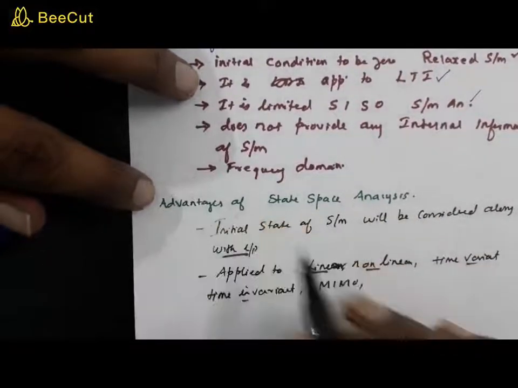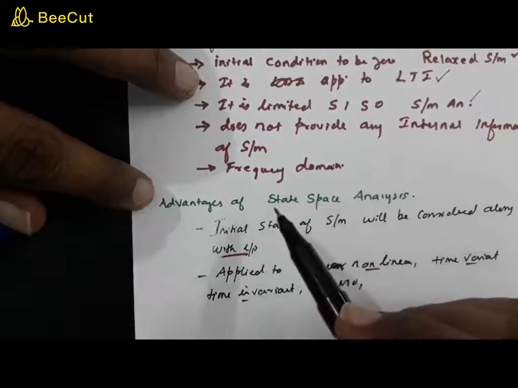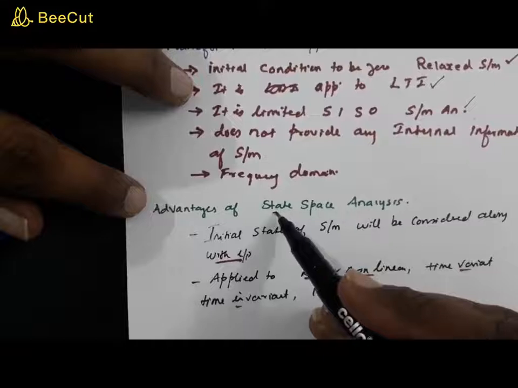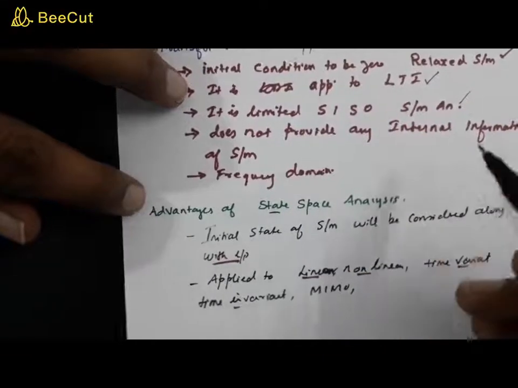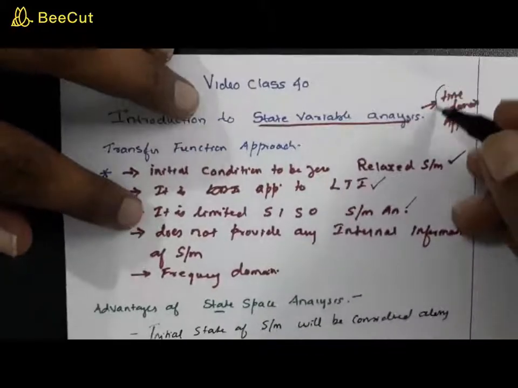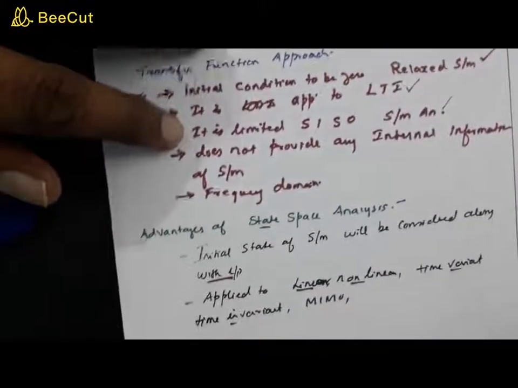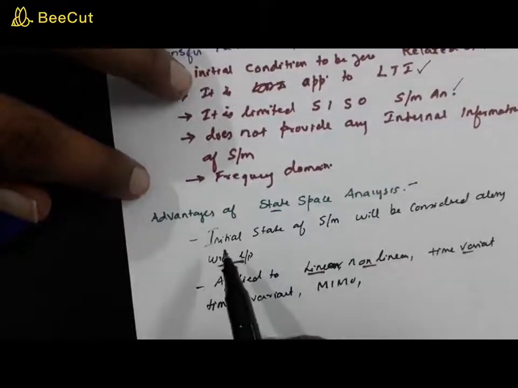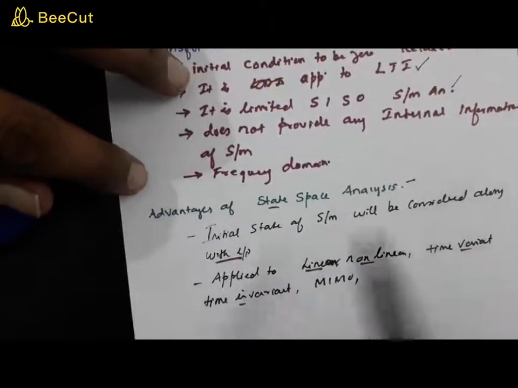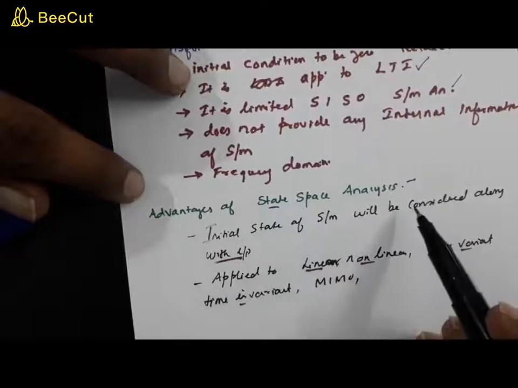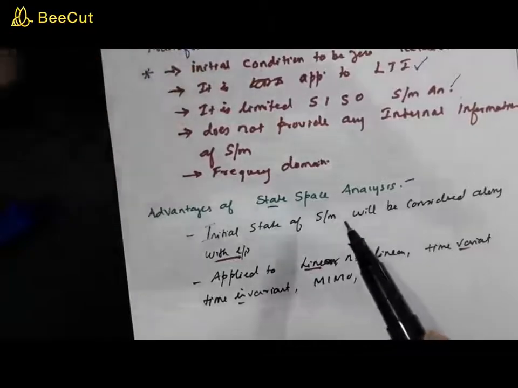So in order to incorporate the initial conditions into the analysis, we have a different set of analysis called state space analysis. And one of the major aspects is that this is a time domain approach. Here, in the state space analysis, you have the option of considering the initial state of the system, which will also be considered as one of the inputs.